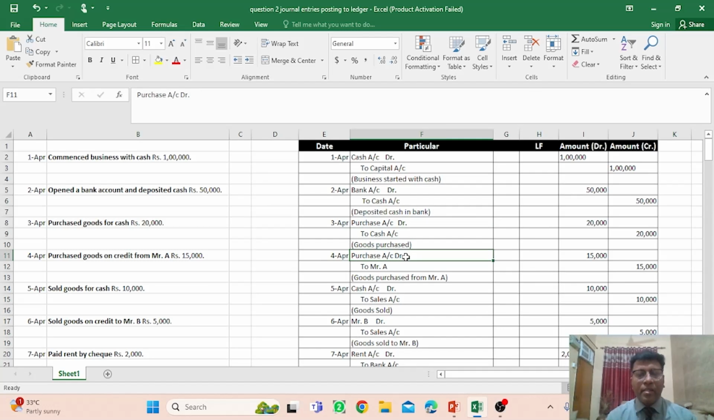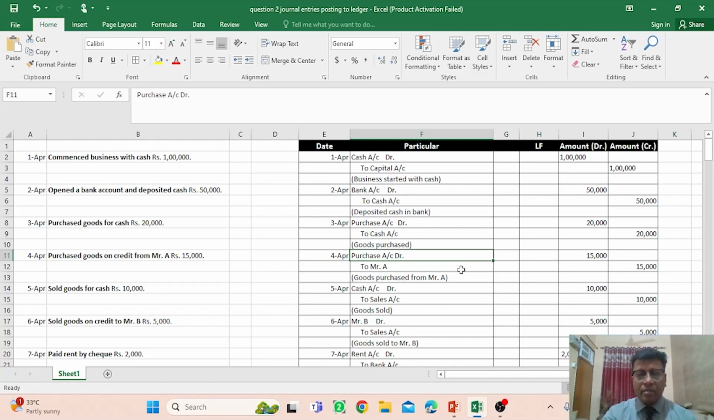Okay. And the next one is the purchase account debit to Mr. A. It means you are purchasing the goods on credit from A. So you have to mention in the purchase account to Mr. A, and in the credit side of Mr. A, you have to write down the purchase account in the credit side of Mr. A, right? So purchase account debit, step by step we follow this particular transaction, that purchase account debit 15,000.